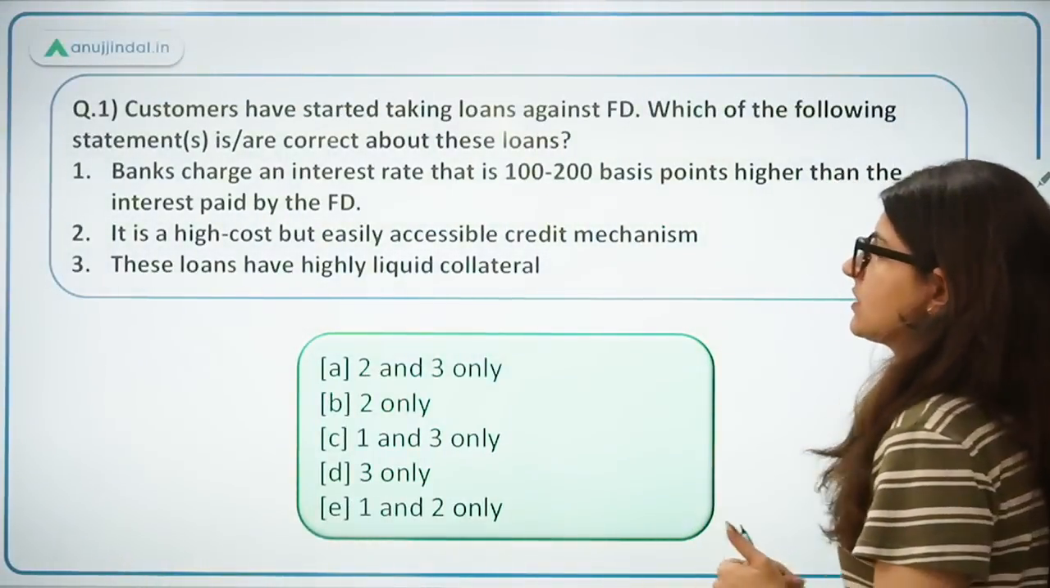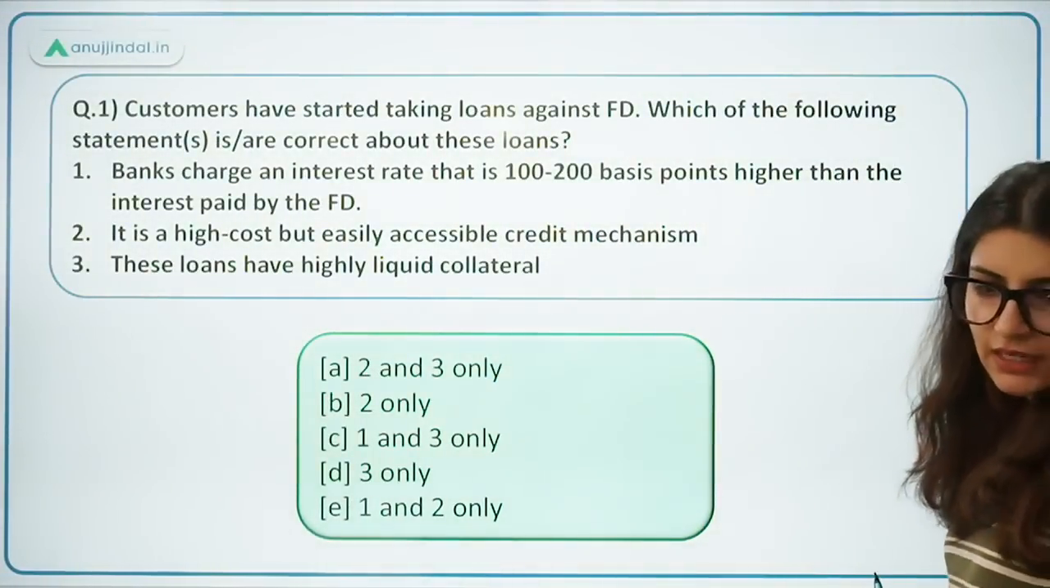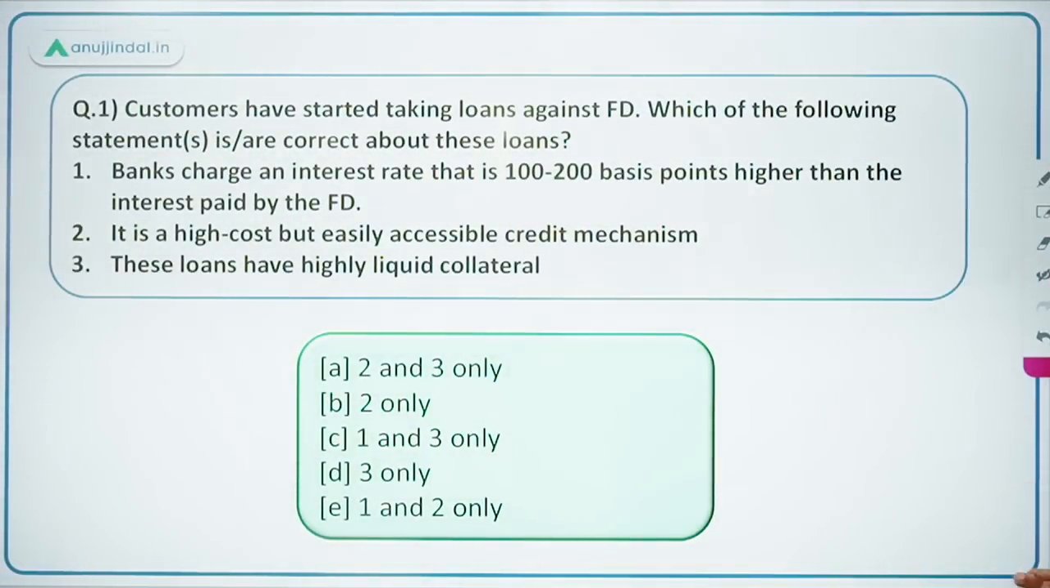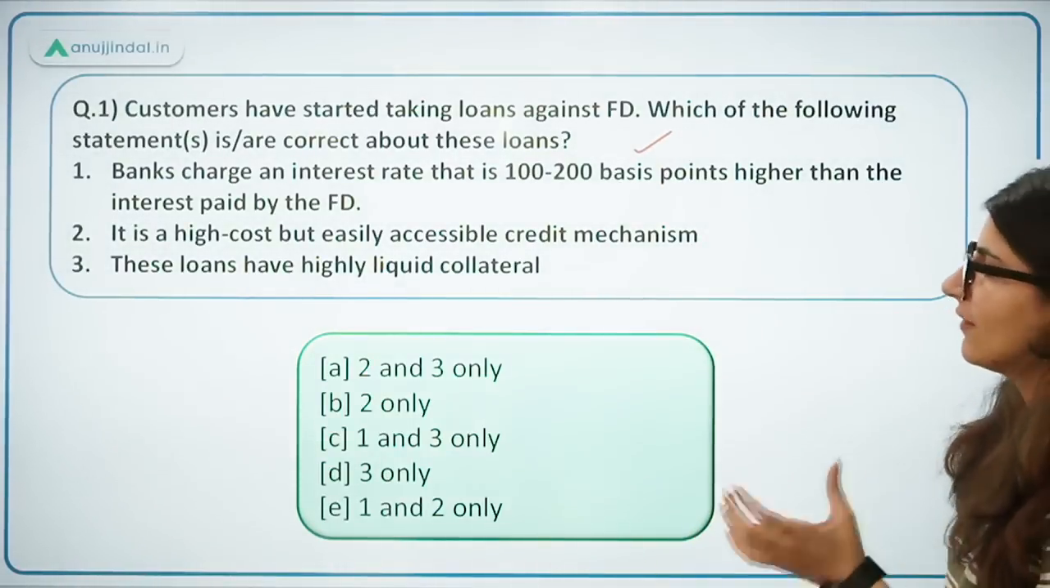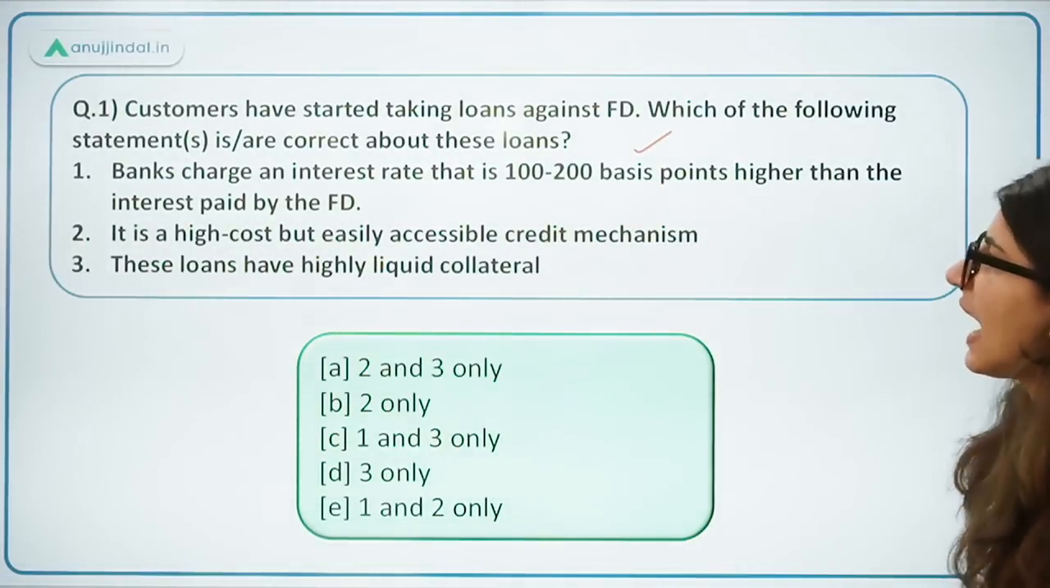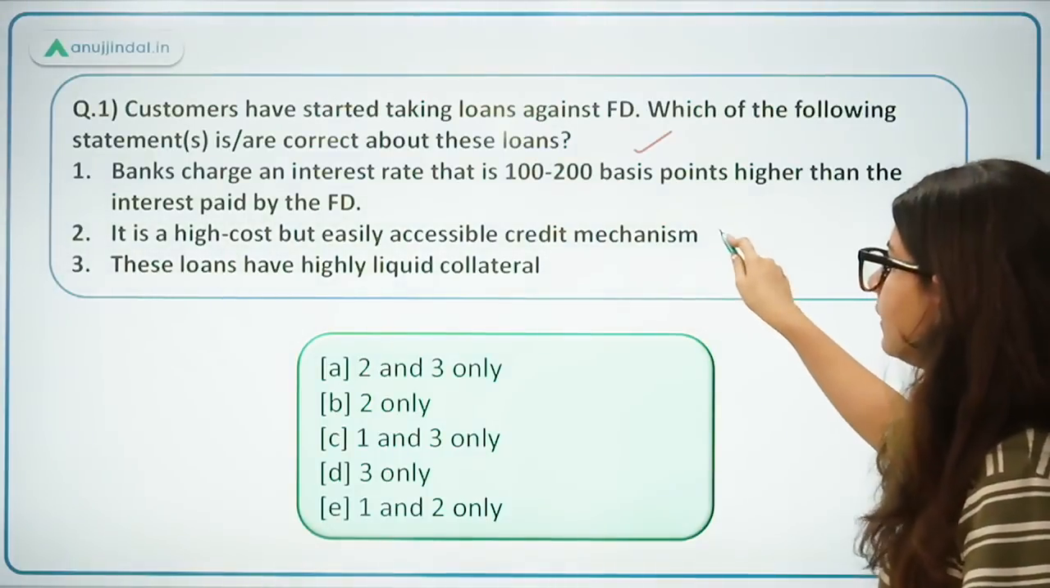Let's come to the questions. Customers have started taking loans against FD. Which of the following statement is correct about these loans? Banks charge an interest rate that is 100 to 200 basis points higher than the interest paid by the FD. That is correct. It is a high cost but easily accessible credit mechanism.